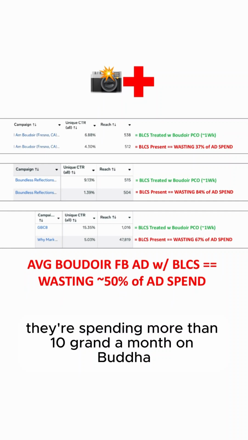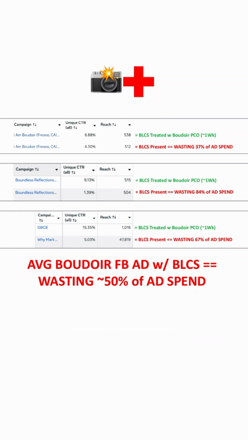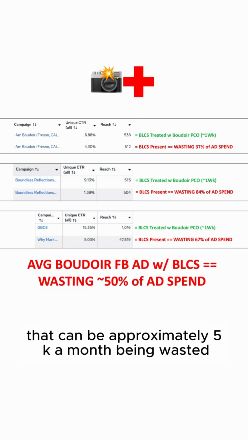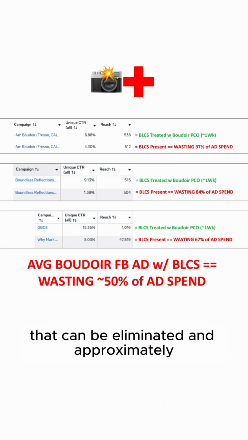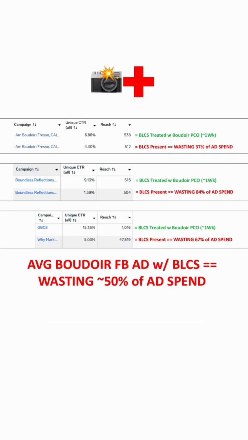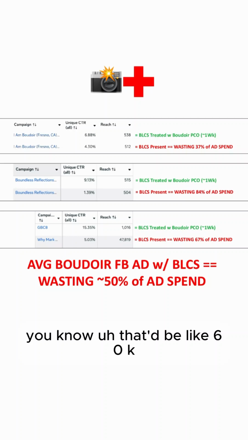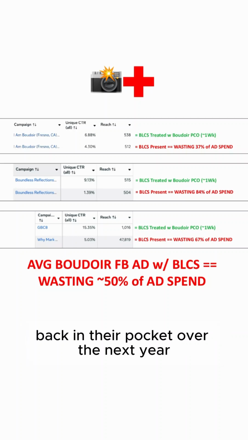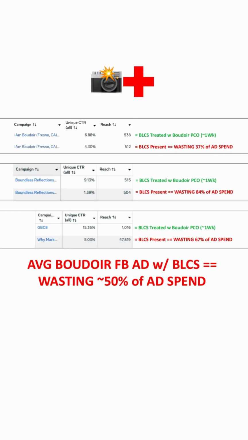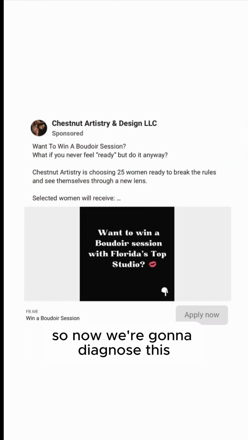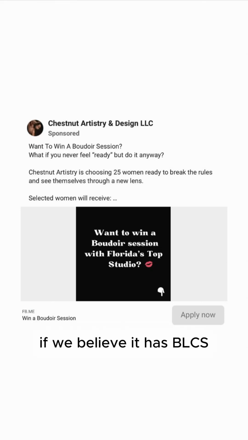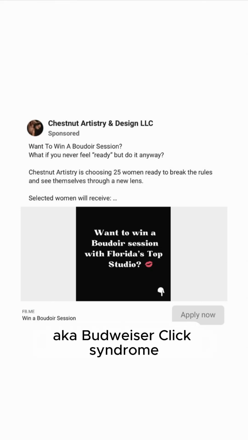So they're spending more than 10 grand a month on Boudoir Facebook ads. Literally 5K every single month being wasted. That can be approximately 5K a month. It's being wasted. That can be eliminated. And approximately that'd be like 60K back in their pocket over the next year. So now we're going to diagnose this if we believe it has BLCS, aka Boudoir low-click syndrome.